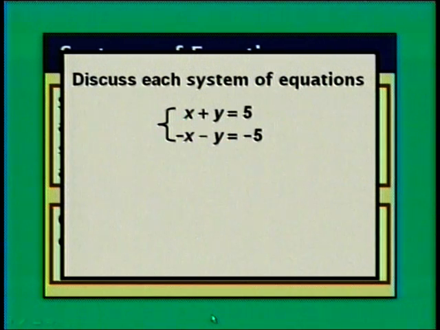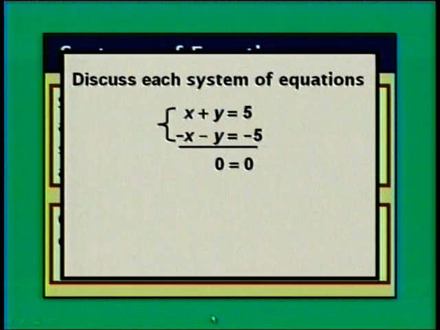How about this system? Well, again, if we aim to eliminate x, we could achieve that by adding the respective sides of the two equations together. But again, when we do that, y is also eliminated. But something different is happening here. This time I'm not getting a contradiction, I'm getting an identity. 0 equals 0. That's always true.